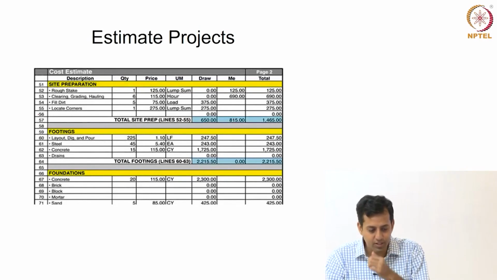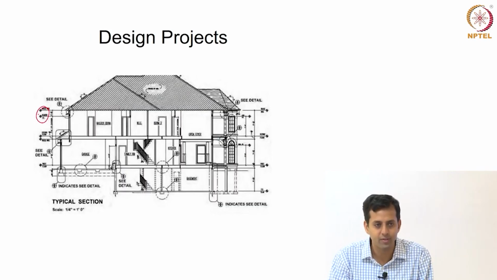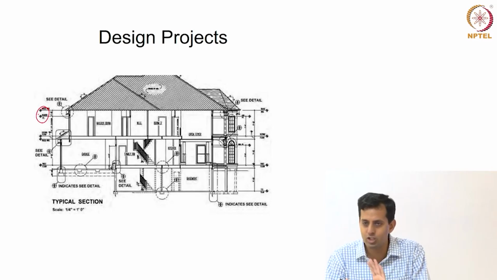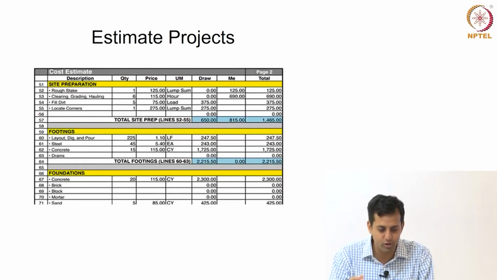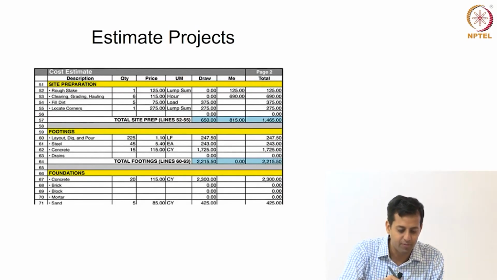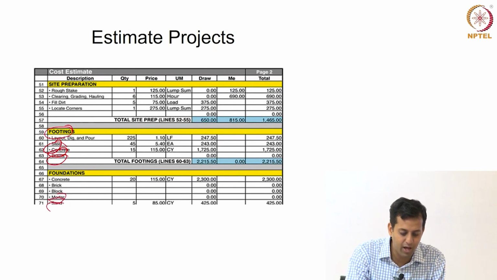Once you design projects in detail, the next step is what we call cost estimation, right? So you've designed it. Somebody has given you this blueprint, this design, and says, this is what you've all agreed upon. Then you do what we call a quantity takeoff, and you say, okay, here are the various items: there's some steel, there's some concrete, there's some drainage in the footings, there's some sand and mortar in the foundation.